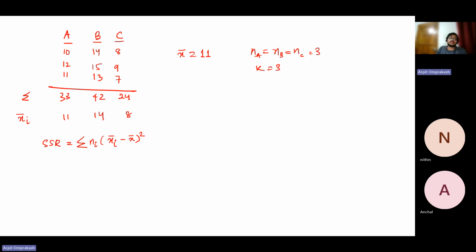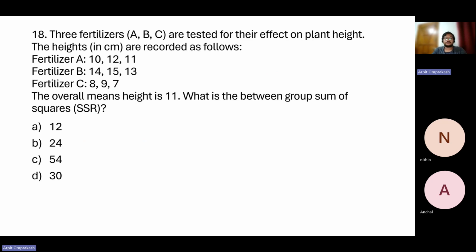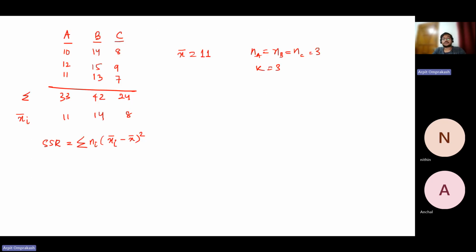Here i is for different treatments or different groups. So between group sum of squares we want to know. Ni is basically the number of samples in the group, xi bar is the mean of the group, and x bar is the overall mean. So we'll calculate with Ni as 3.